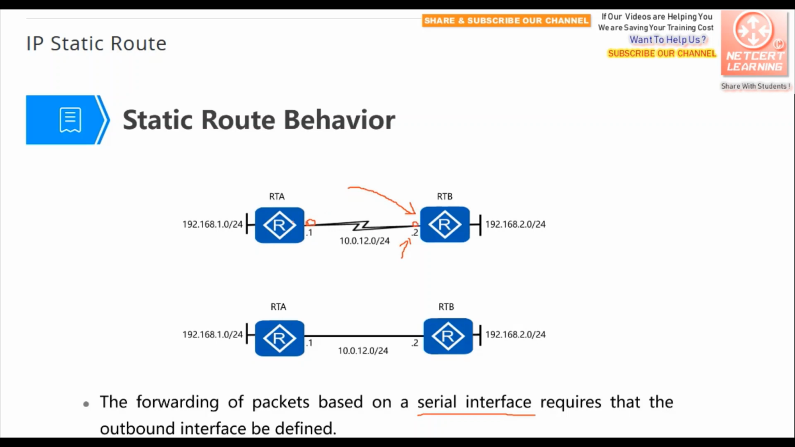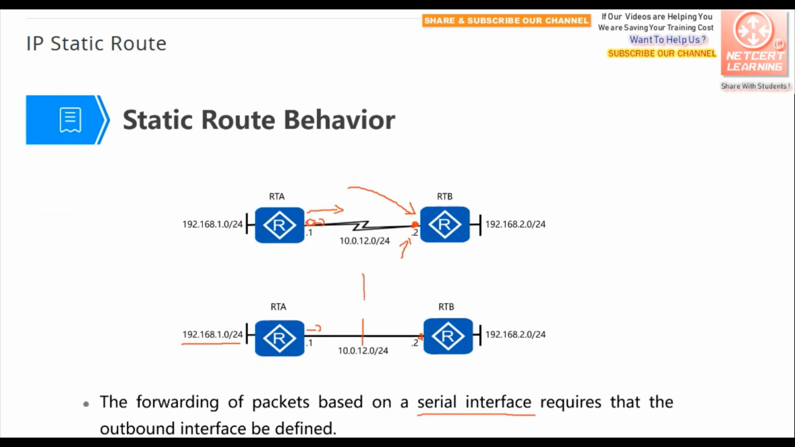That means if you are sending a packet out from this interface, then there is always another device on the other side. So you can configure a static route with the output interface or the next hop. It's the same. These two configurations both work. But for a broadcast network, for example Ethernet, you cannot use the output interface. You must specify the next hop.